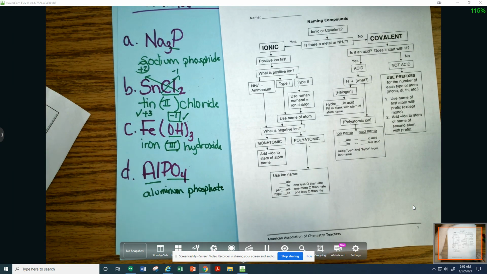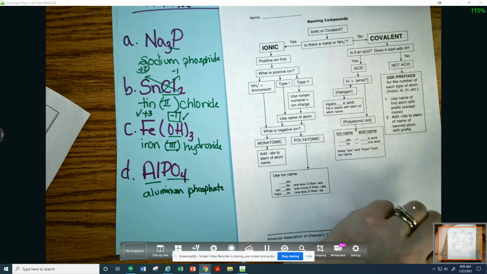So this was just a really quick summary on what naming system to use. If you have questions, need help, just let me know.